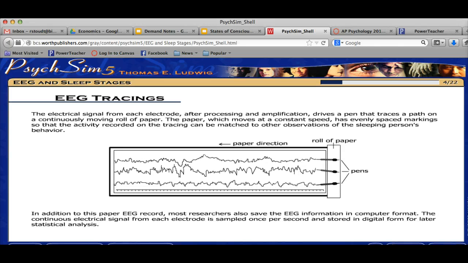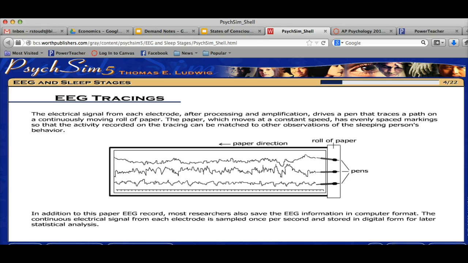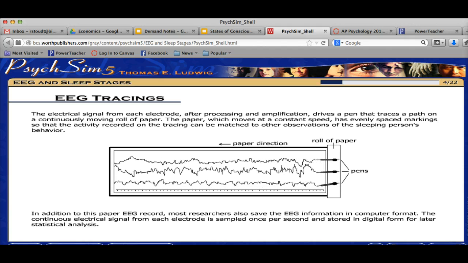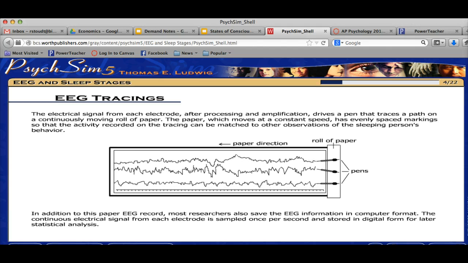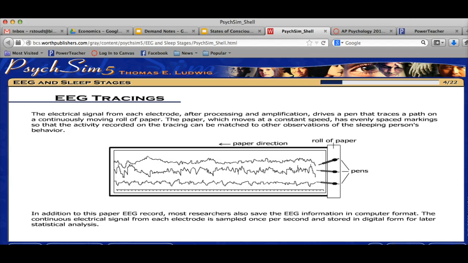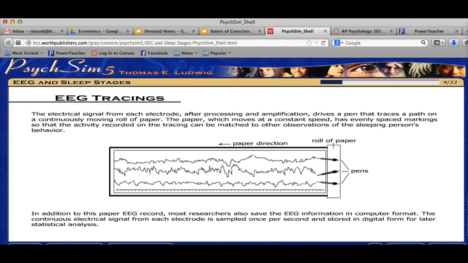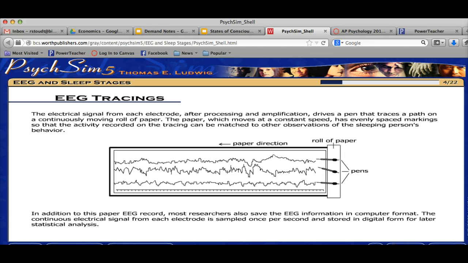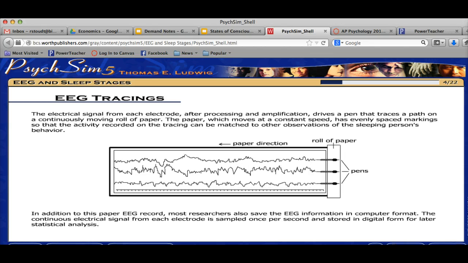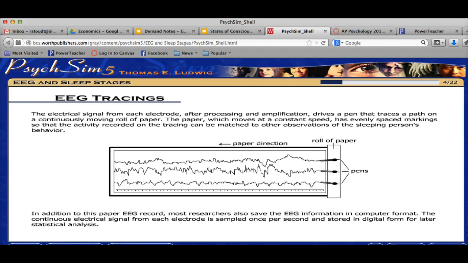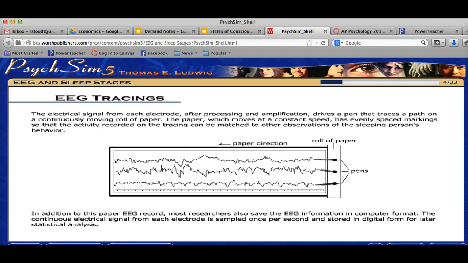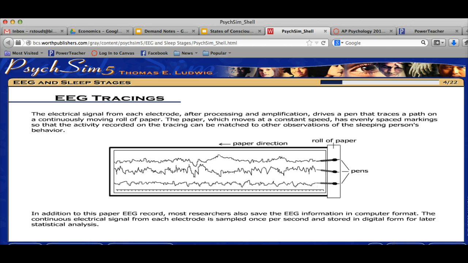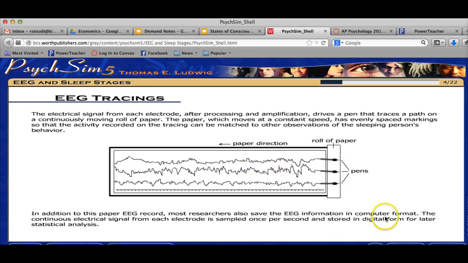It says the electrical signal from each electrode, after processing and amplification, drives a pen that traces a path on a continuously moving roll of paper. The paper, which moves at a constant speed, has evenly spaced markings so that the activity recorded on the tracing can be matched to the other observations of the sleeping person's behavior. In addition to this paper EEG record, most researchers also have the EEG information in computer format. The continuous electrical signal from each electrode is sampled once per second and stored in digital form for later statistical analysis. So this is how they get EEG readings.